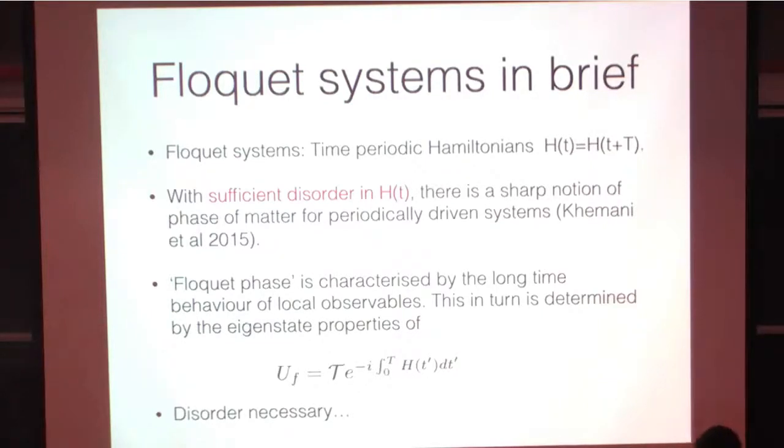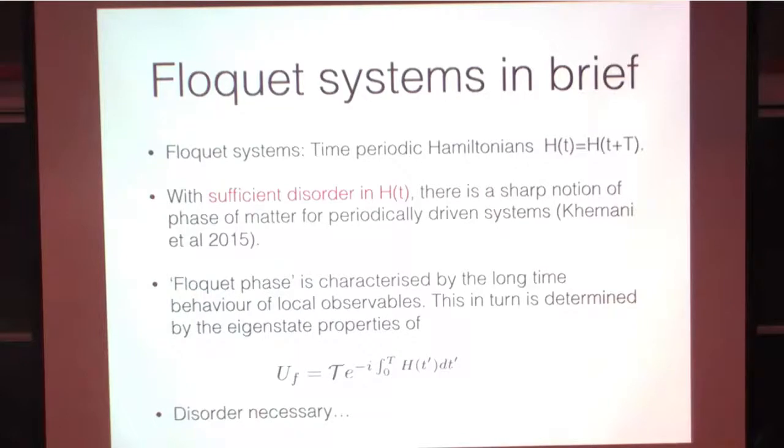But it seems that for there to be a sharp notion of phase of matter, you need disorder in these systems, and I'll explain some of this shortly. And everything I say today will build on some earlier work by my collaborators. So how do we characterize one of these driven phases of matter? Well, it'll turn out that these driven phases of matter are characterized by the long-time behavior of local observables. And this long-time behavior is in turn determined by the eigenstate properties of this Floquet unitary.